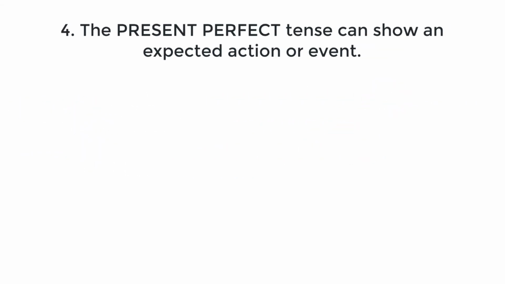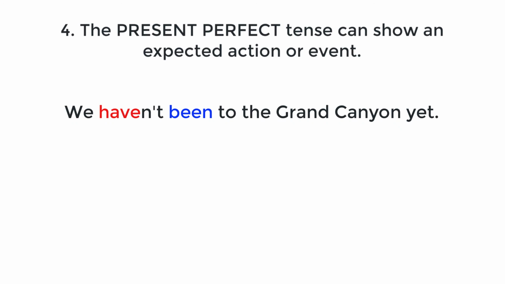Let's go on to see an example of the present perfect tense to show an action which we expect to happen, but has not happened yet. Oftentimes, these sentences are in the negative form, like in this example. We haven't been to the Grand Canyon yet. Notice that in this sentence, we are indicating that we expect to go at some time in the future because of the word yet. Also notice that the verb have and the adverb not are in the form of a contraction. We could say, we have not been, but oftentimes we use the contracted form, we haven't been to the Grand Canyon yet.